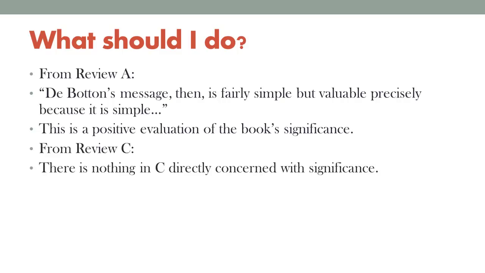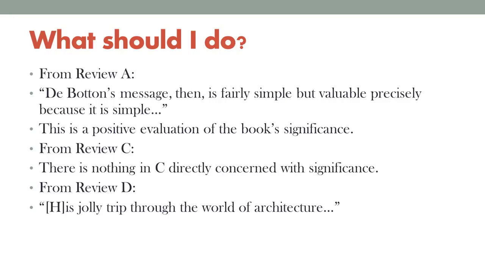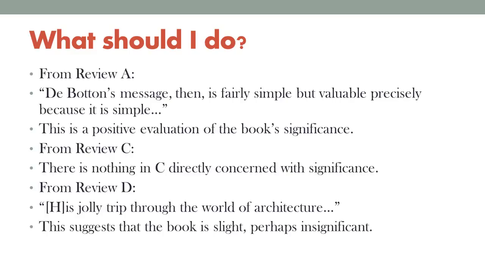From C, we get nothing really. There's nothing in C that's actually concerned with the significance of the book. So that leaves D. We know the answer now by a process of elimination, but we can just check. And then in D, we have this little expression, his jolly trip through the world of architecture. It's this little piece of vocabulary that suggests that the book is not very significant. So that gives us our answer. D agrees with B. So that's the answer for 38.